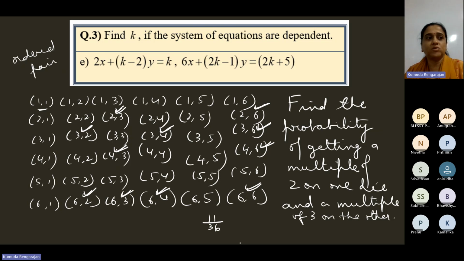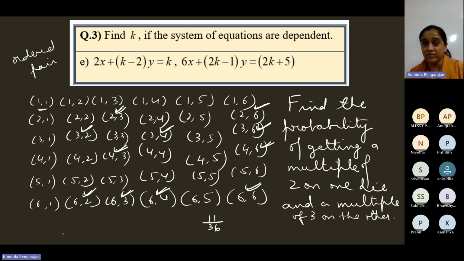When two dice are thrown simultaneously, the probability of getting a multiple of 2 on one and a multiple of 3 on the other is 11 by 36. 11 outcomes are favorable to the happening of this event out of a total of 36 outcomes. So how many outcomes in all? 36 outcomes.